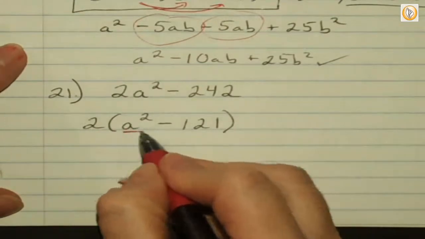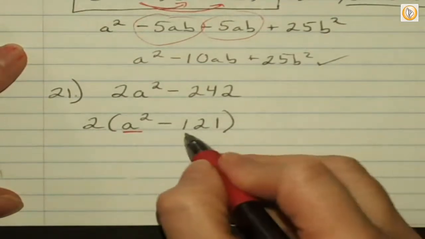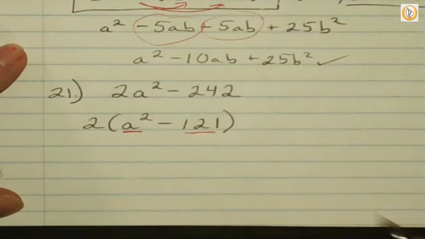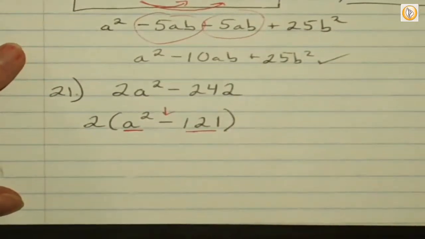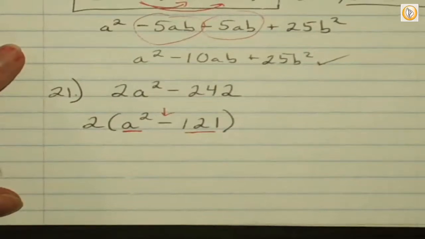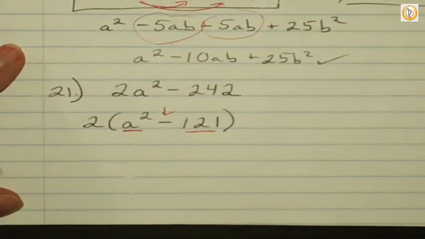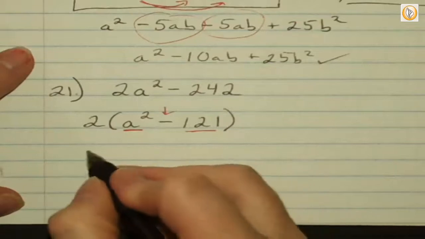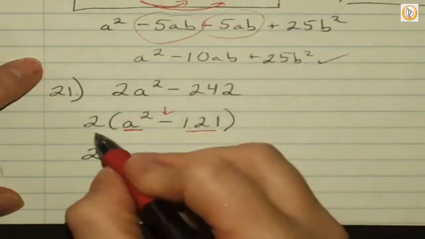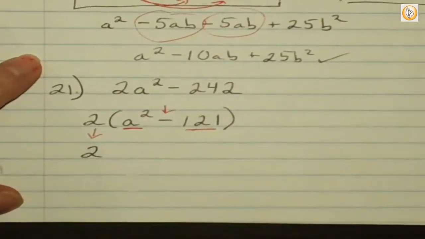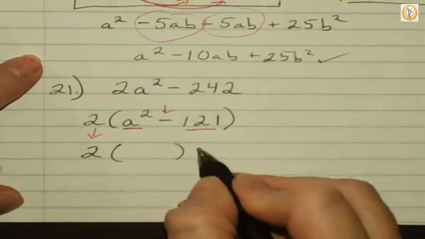Chat, is this a perfect square? Yes. Is this a perfect square? Yes. And we have a minus. So you can either look back at your notes, see if you can remember, or work it out. Don't forget this 2. You must bring down the 2. Don't just leave it off.